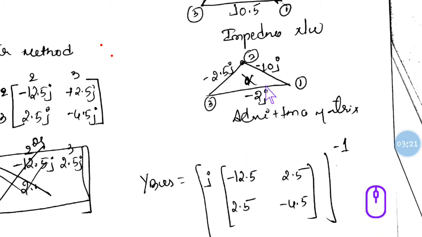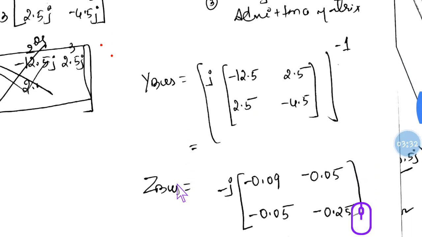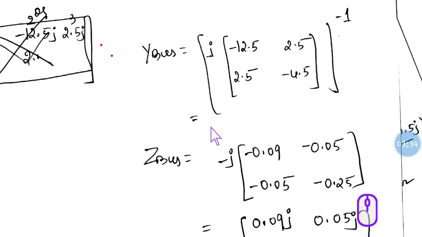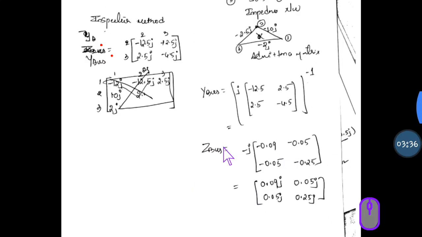What is Y of 2,2? Just check it, I will tell only one. Y of 2,2 is minus 0.25 minus 10 J, which is nothing but minus 12.5 J. The J you have to write, but I am taking J out because we are doing an inverse here. If you do 1 by J, that will be minus J. So doing the inverse of Y bus gives the Z bus. We got 0.09 J like this.